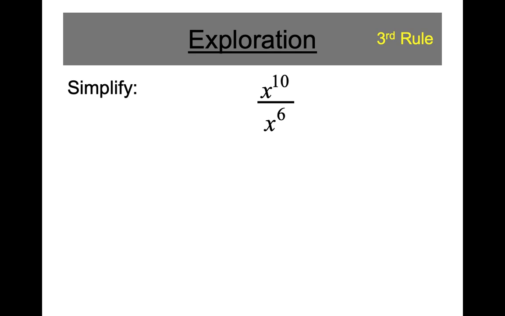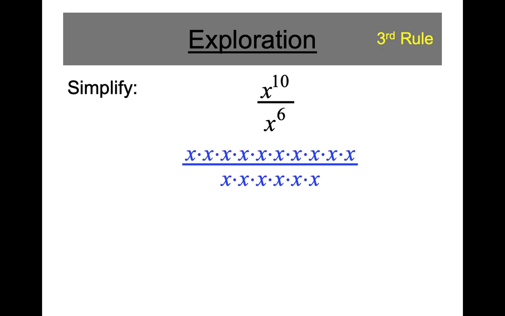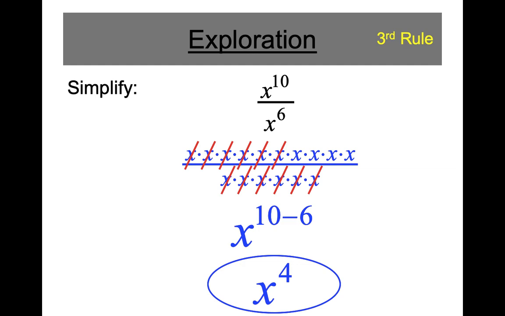All right, now our third rule is the quotient rule. If we look at this one, x raised to the 10th over x to the 6th, if we expand that and then cancel the x's that appear in the numerator and the denominator, then we end up with only 4 x's in the numerator. So it's x to the 4th, but we could also look at it as though we did 10 x's on the top minus the 6 x's on the bottom.